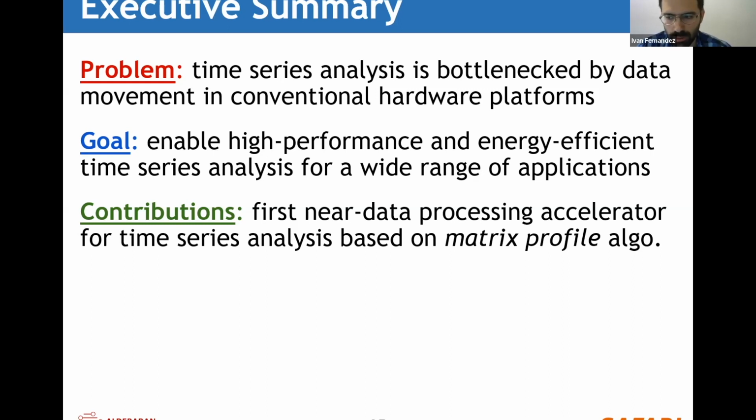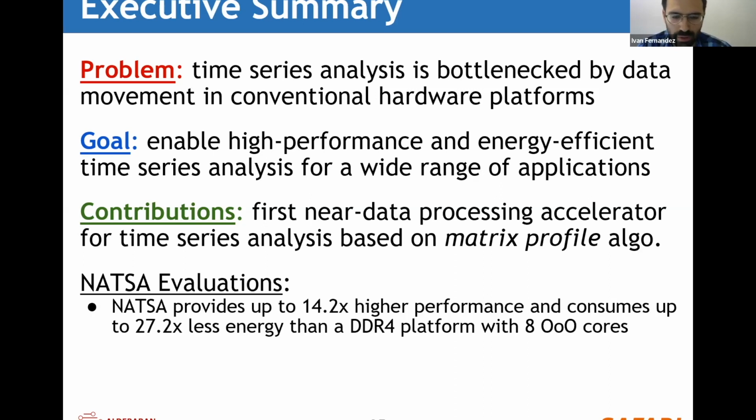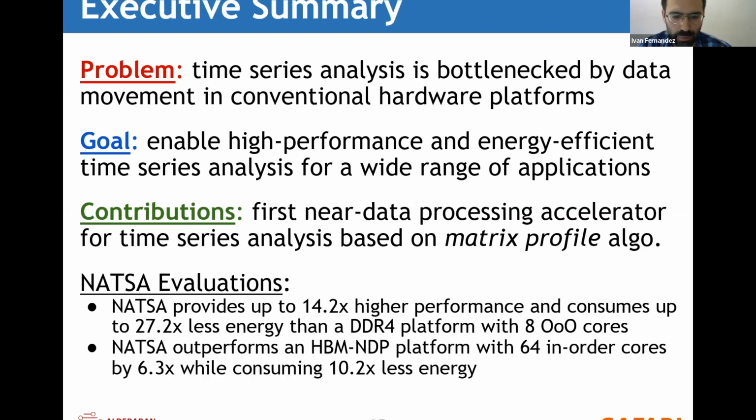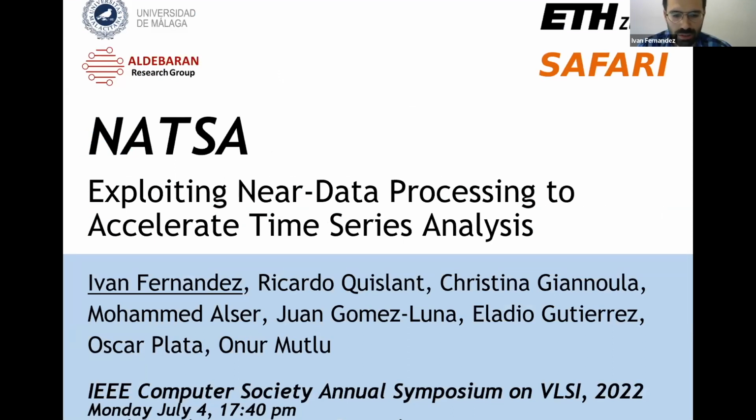NATSA evaluations show that it provides up to 14.2 times higher performance and consumes up to 27.2 times less energy than a DDR4 platform with 8 out of order cores. And it also outperforms an HBM NDP platform with 64 in order cores by 6.3 times while consuming 10.2 times less energy. So that is all from my side. Thanks a lot for your attention, and I'll be happy to answer any questions you may have.